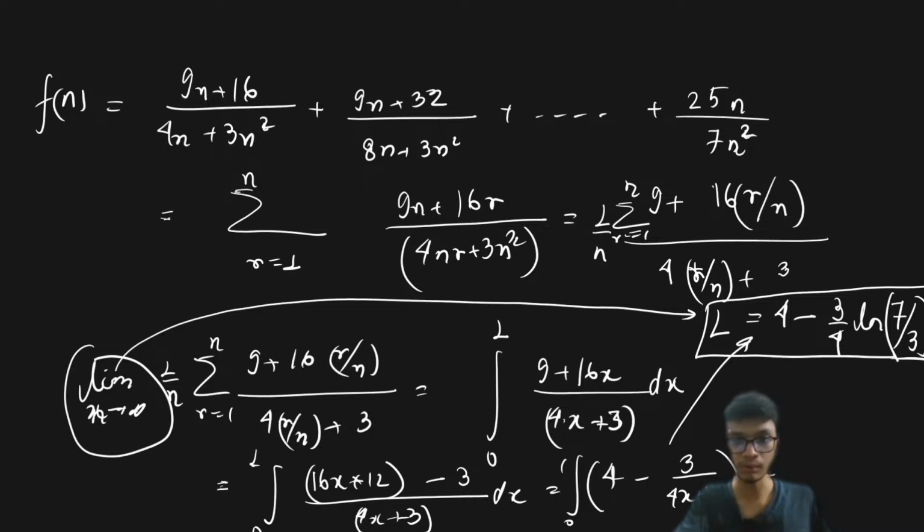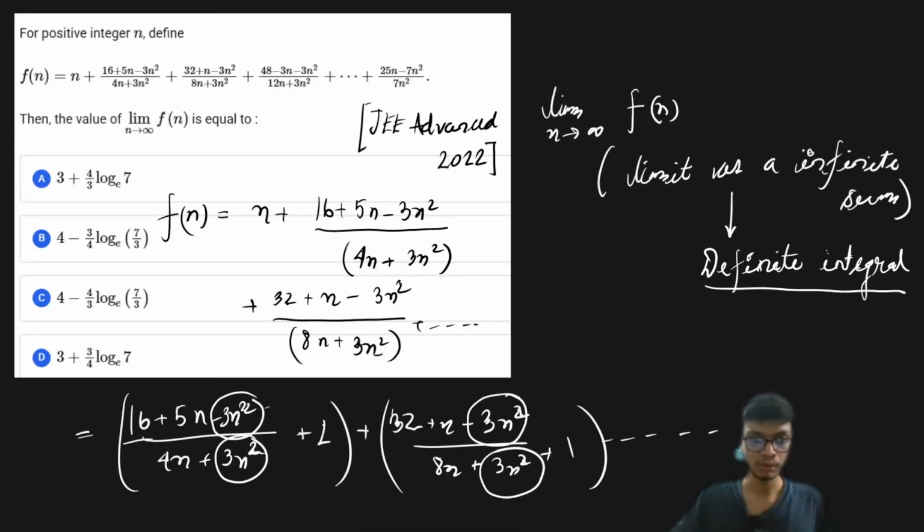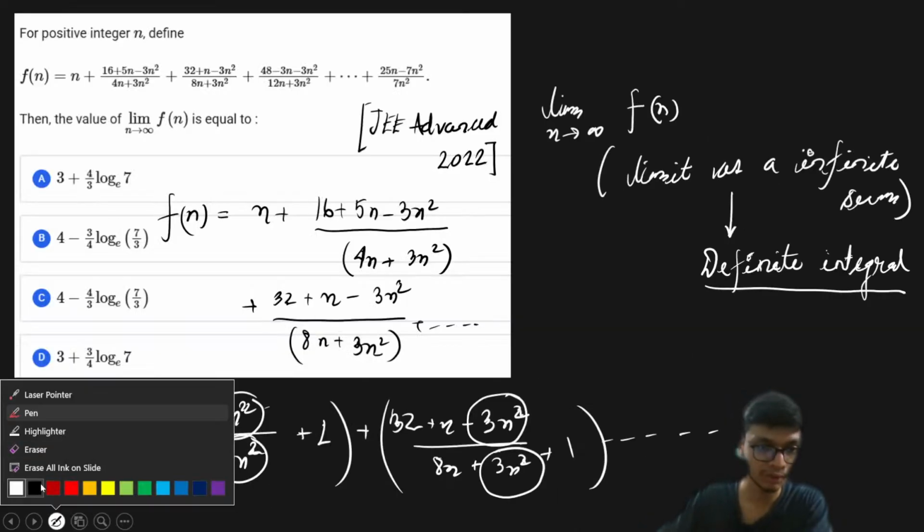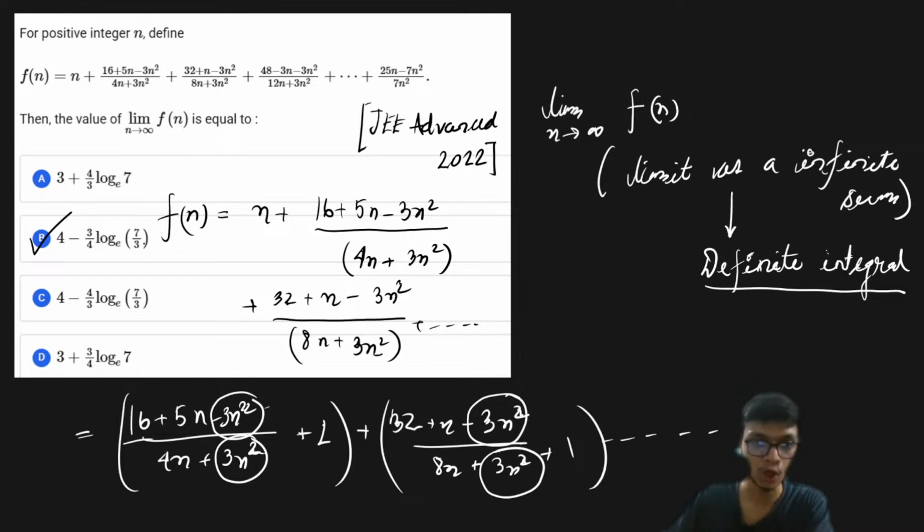Okay, so with this you will have the answer as 4 minus 3 by 4 times natural log of 7 by 3, and that is going to be option number B as the correct answer. Okay, I hope this is clear.